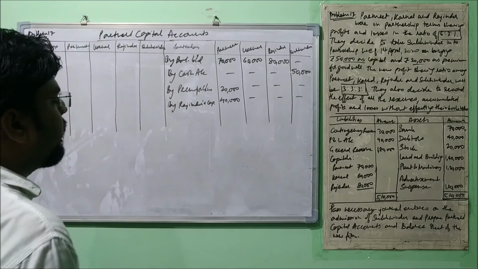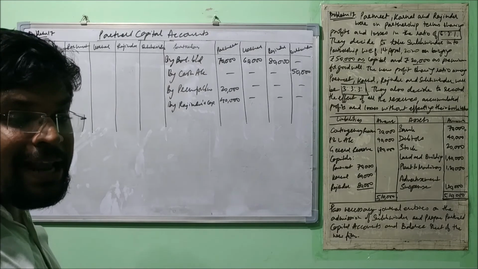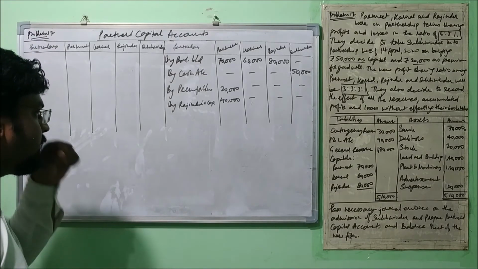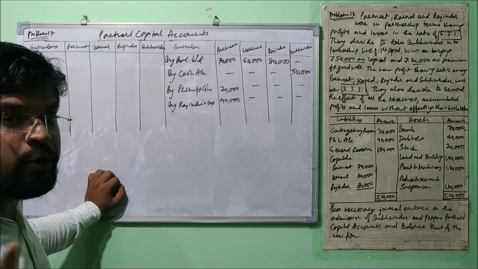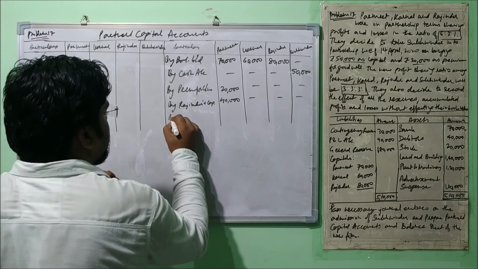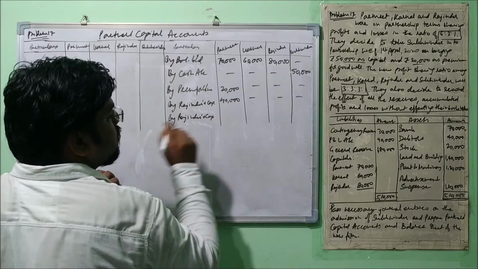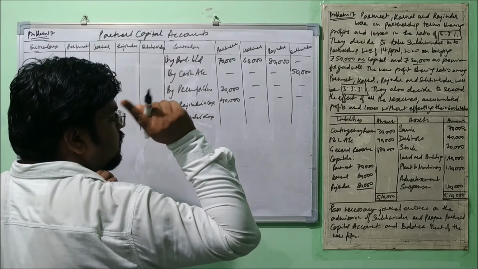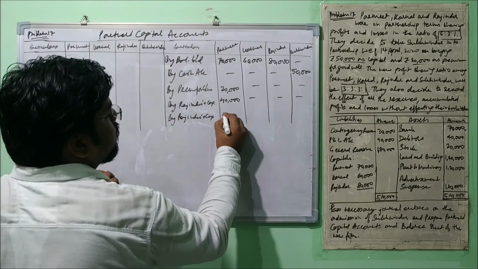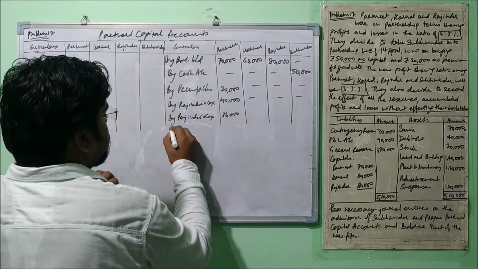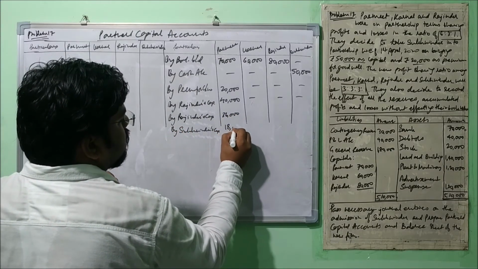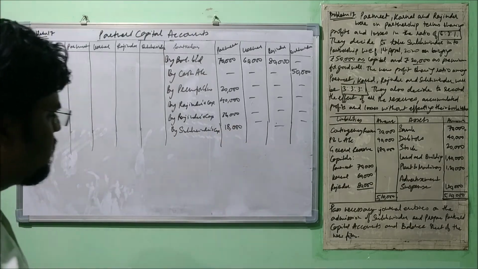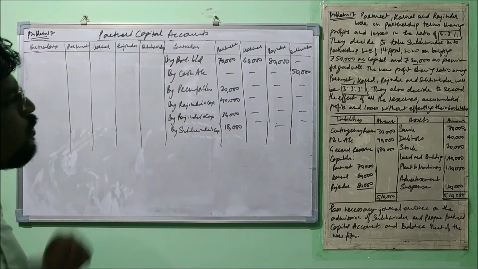Understood the point? Okay, now let's talk about the last entry. Rajinder's capital account debit, Sukhwinder's capital account debit to Parmeet. So here once again, Rajinder's capital account. This is for adjustment of reserves and accumulated profit. So 36,000, and by Sukhwinder's capital, 18,000. Nothing else I did, I just posted the journal entries into this ledger.